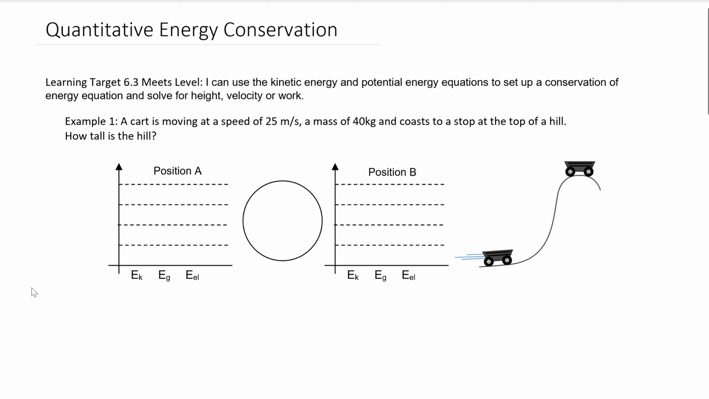So the first idea is that we can use these two equations, which for kinetic energy is 1/2 mv squared. That equals kinetic energy. And for potential energy, or gravitational potential energy, or what I sometimes say is gravitational energy, that's mass times gravity times height. And we want to set up a conservation of energy equation. We'll talk about that. But then we want to be able to solve for height, velocity, or work.